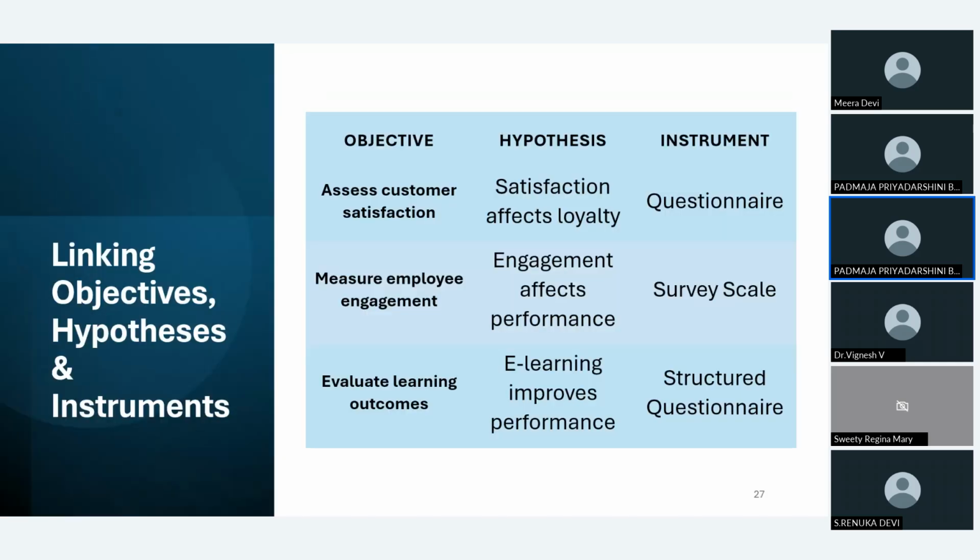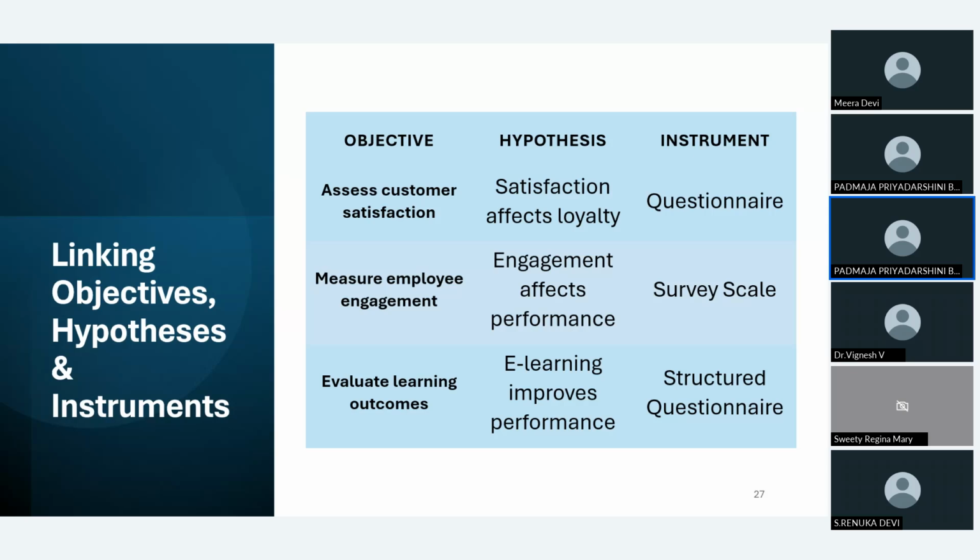We have to definitely match the objective, the hypothesis, and the instrument. So I have given some interesting examples. Assess customer satisfaction: satisfaction affects loyalty. That will be my hypothesis, and the instrument will be a questionnaire. Measuring employee engagement: here, engagement affects performance. So I'll have a survey through a scale. Evaluate learning outcomes: here, e-learning improves performance. So here we will use a structured questionnaire. These are some different types of examples, with the easy examples which I was able to give.